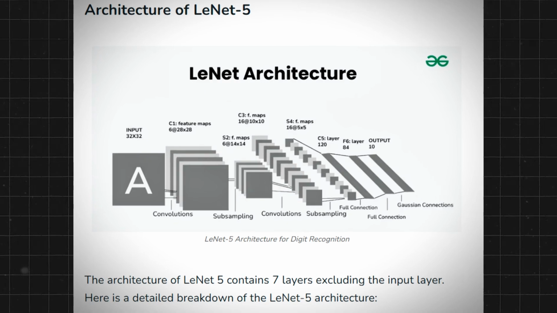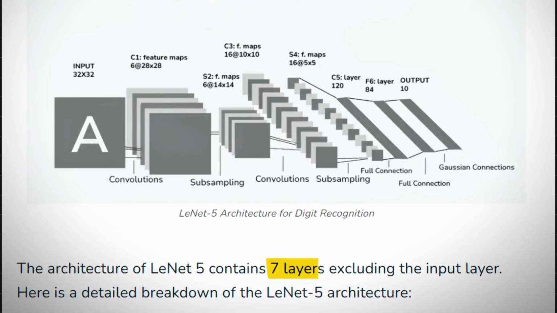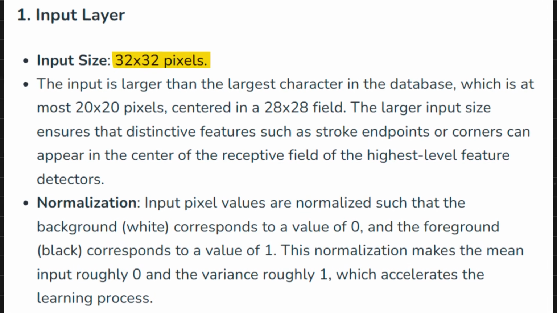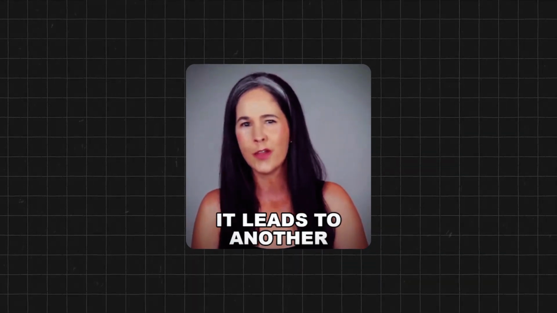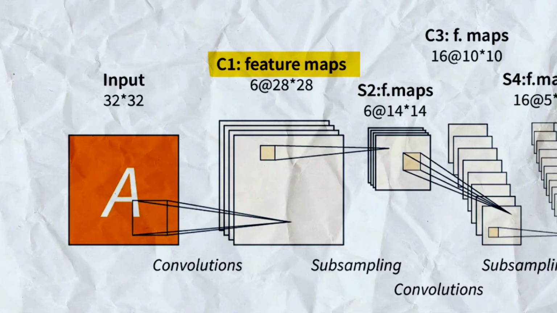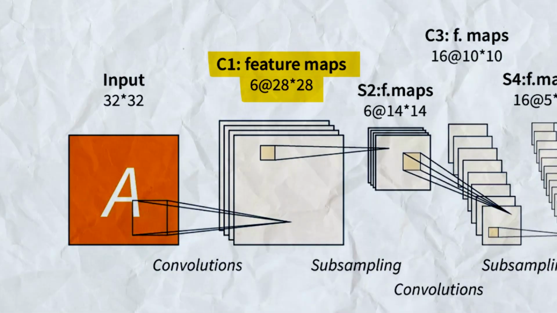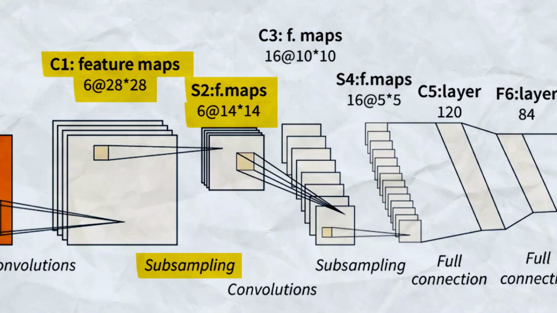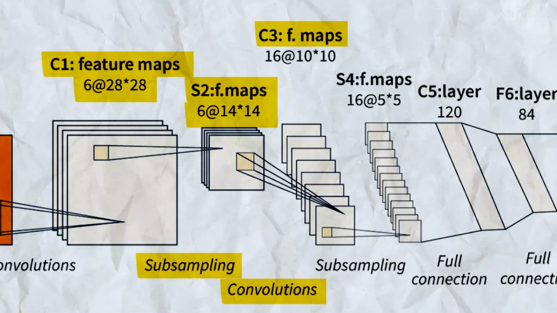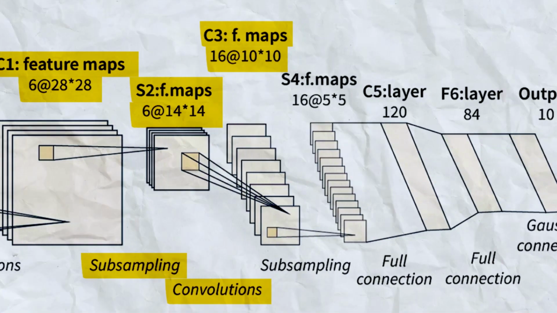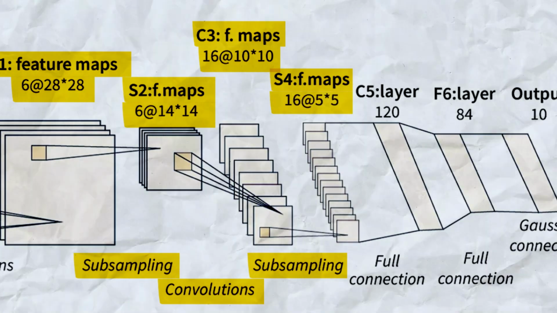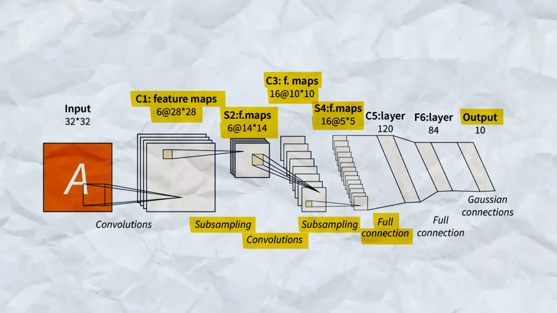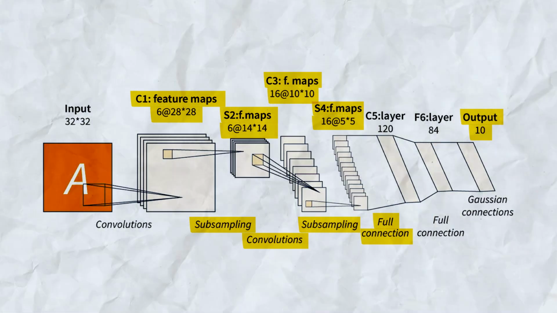You'll see that the LeNet-5 architecture consists of 7 layers. It starts with an input layer for a 32 by 32 grayscale image. This feeds into the first convolutional layer, C1, which produces 6 feature maps. Next, you'll have a subsampling layer, S2, followed by another convolutional layer, C3, with 16 feature maps. Another subsampling layer, S4, precedes a fully connected layer, F5. Finally, you'll have an output layer with 10 classes, 1 for each digit.